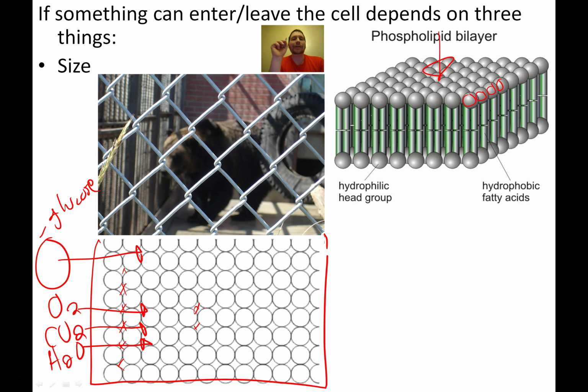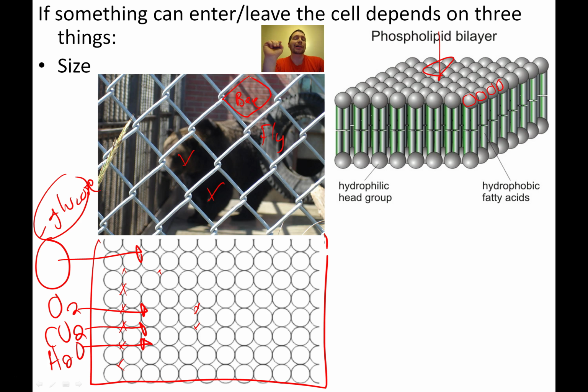How I think of it is I think of it like a chain link fence. Here you see in this picture that we've got a bear back here in the background. Now this bear cannot get through the fence. He is too big. He's kind of like a glucose molecule. He can't fit through the holes in the fence. But if you have something like a bee or a fly, these guys can go right through that fence and not even slow down because they're so small they can fit through the gaps in the fence.